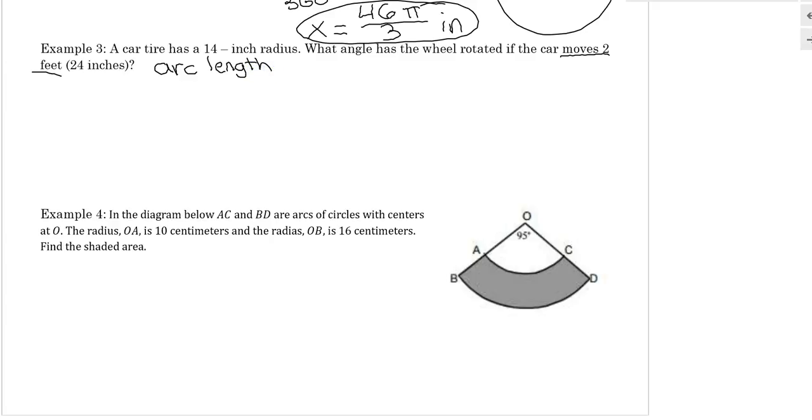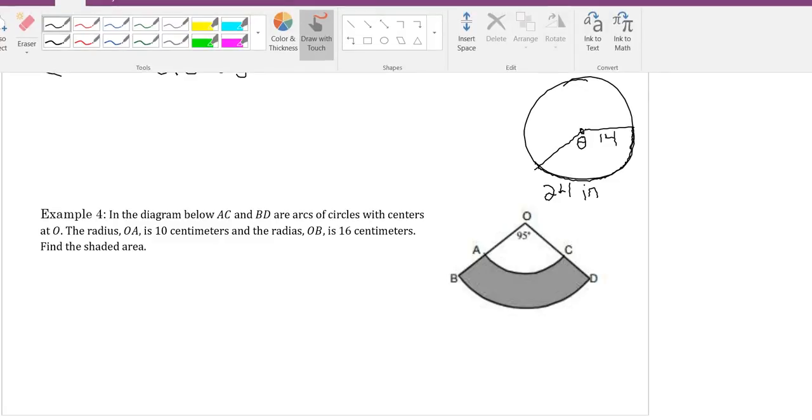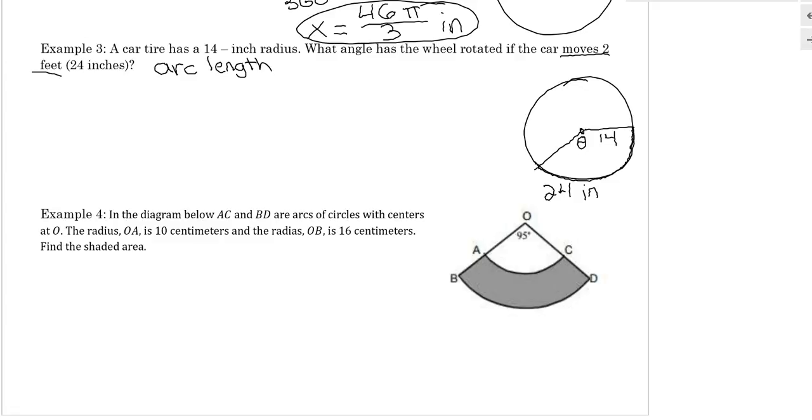So if I draw my wheel, my tire, we know it has a 14-inch radius. And I know the car is going to move, so that wheel is going to go around the outside 2 feet, or 24 inches. Then I'm trying to find my angle. Remember, the variable we use for angles is theta. So I'm going to set up my problem the same way. I just have a different variable now.